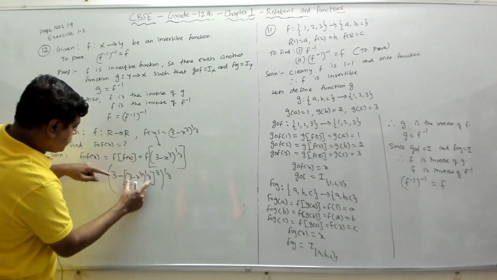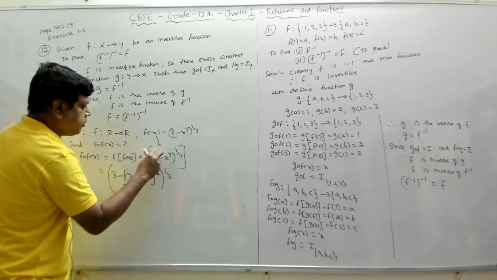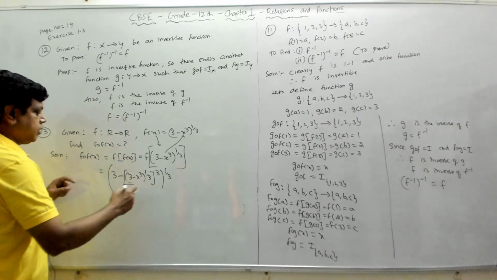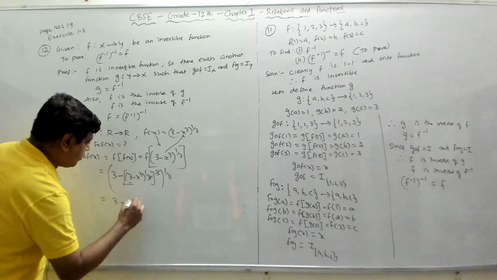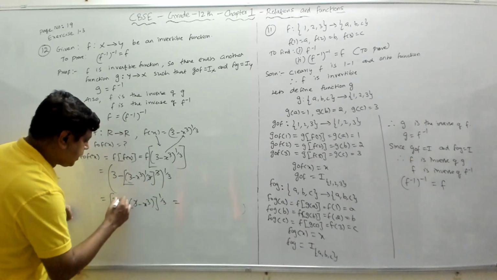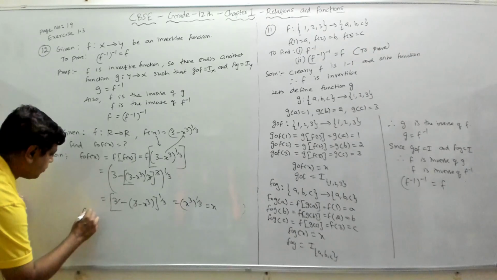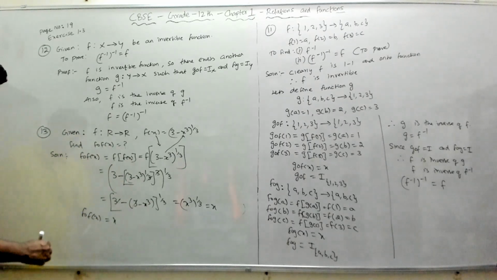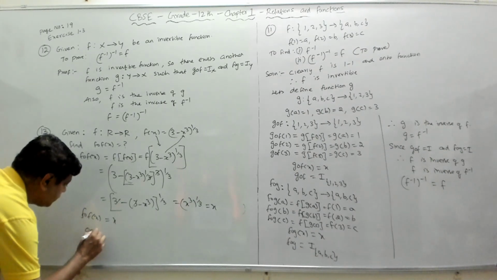So this entire value should be substituted here. So that becomes 3 minus, and the 3 gets cancelled. You get 3 minus (3 minus x cube) whole power 1 by 3. The 3 will get cancelled, minus into minus gives plus, and x cube power 1 by 3 you will get as x. So what is f of f of x? That is equal to x. Therefore the answer is option C.